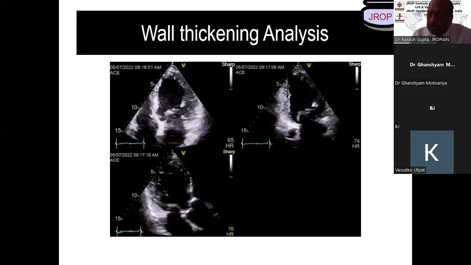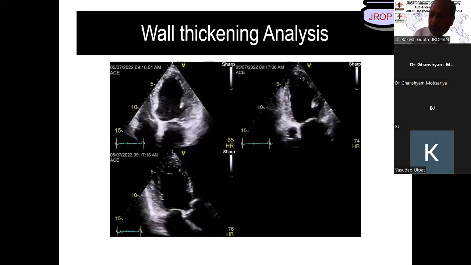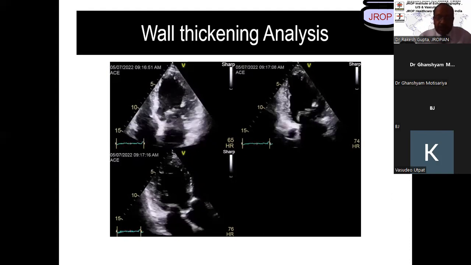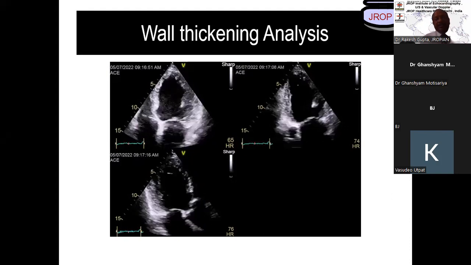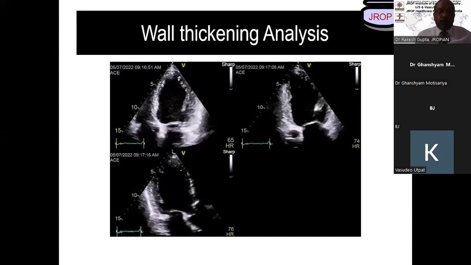Suppose it's non-compaction cardiomyopathy, Dr. Ghanshyam. How do you prove that this patient has got a coronary disease? How do you analyze that this patient could have a coronary disease? As your colleague said, basal septum appears to be hypokinetic. Basal inferior wall, I said, is hypokinetic. There is dyskinetic movement of apex. It's going away in systole.